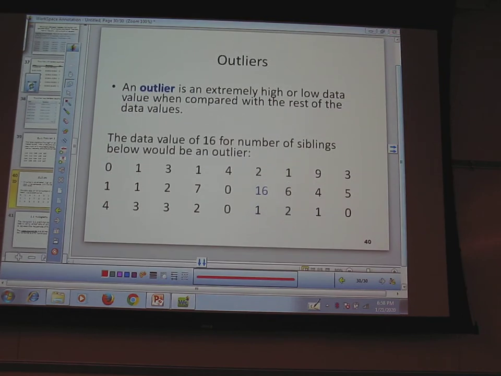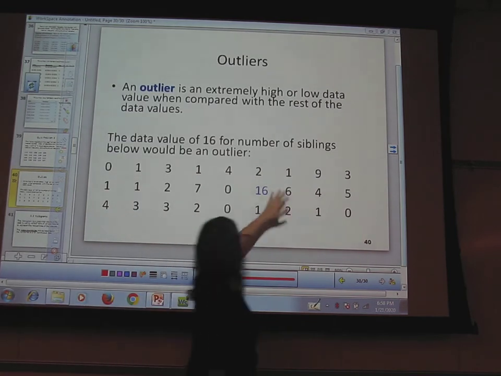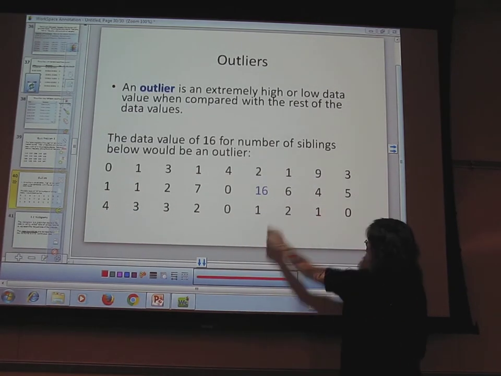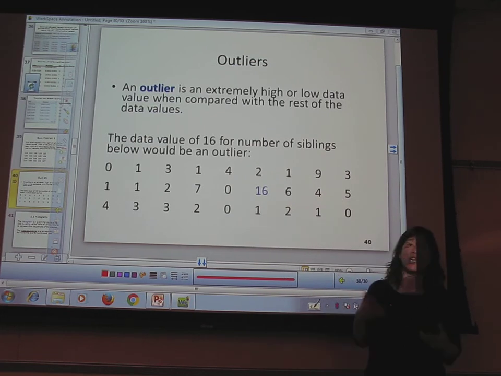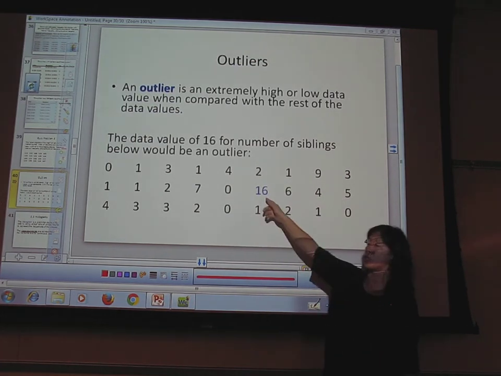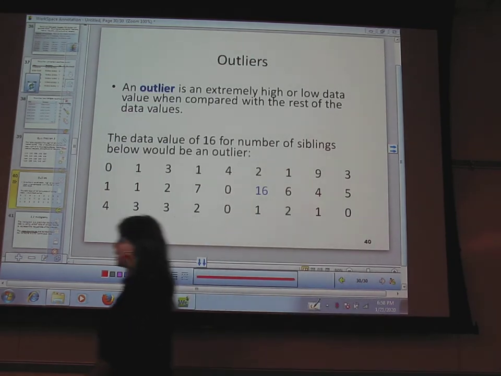Outliers are extremely high or low values when compared with the rest of the data values. So, for example, here most of our data is 0, 1, 2, 3, 4. There's a 5, a 6, a 7, no 8, but then there's a 9. And then there's a big gap. No 10s, 11s, 12s, 13s, 14s, and 15s, and then there's a 16. That 16 is an outlier.